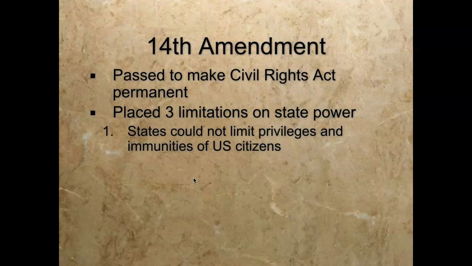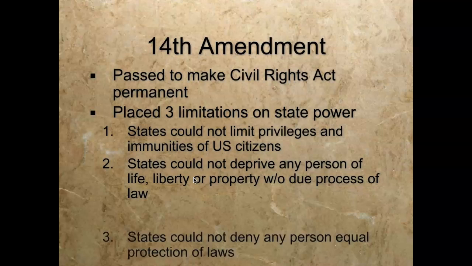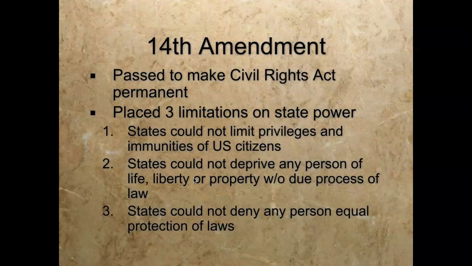First, states could not limit the privileges and immunities of United States citizens. Second, states could not deprive any person of life, liberty, or property without due process of law. And third, states could not deny any person equal protection of the laws. Essentially, these limitations mean that states could not treat ex-slaves differently than white people. That if a white person could marry, so could an ex-slave. If a white person could own a gun, so could an ex-slave.